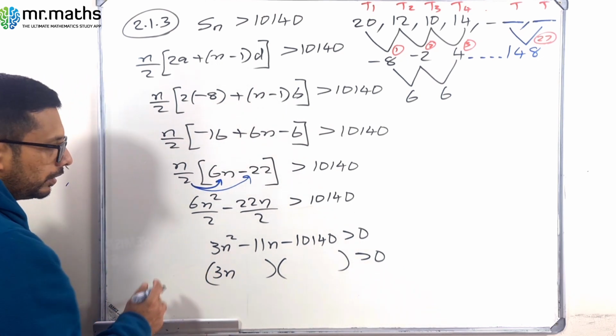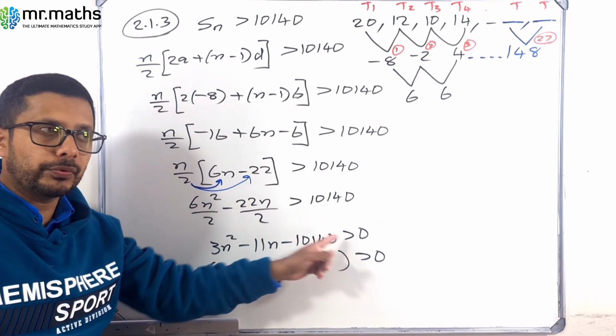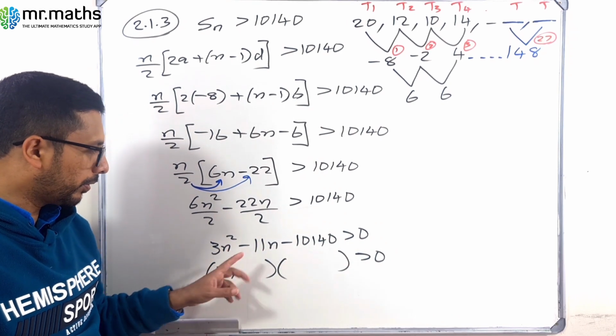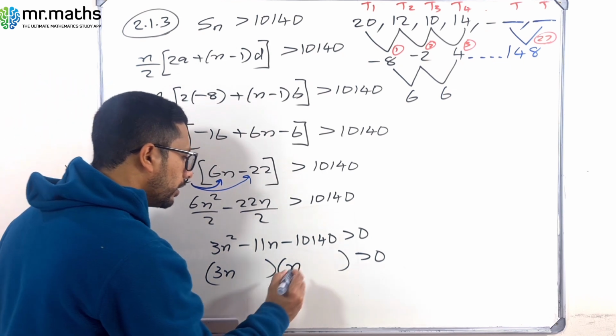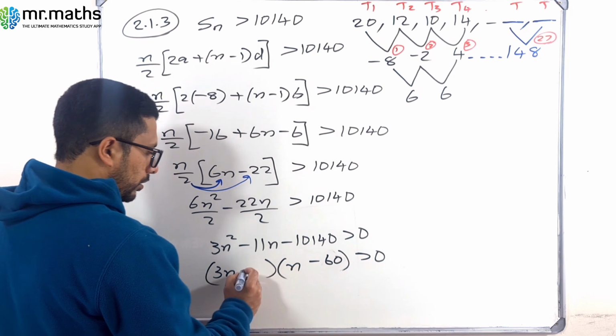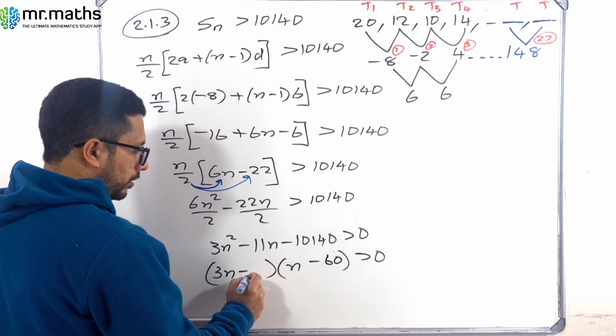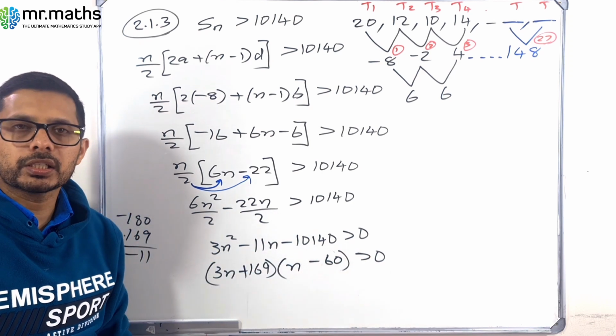So check it in your calculator. Product, I hope you know the factorization. Here the problem is this number is a little bit bigger. Anyway, here it is n. So we have to find these two numbers: (3n minus 60) times (3n plus 169)... into n minus 60 is greater than 0.